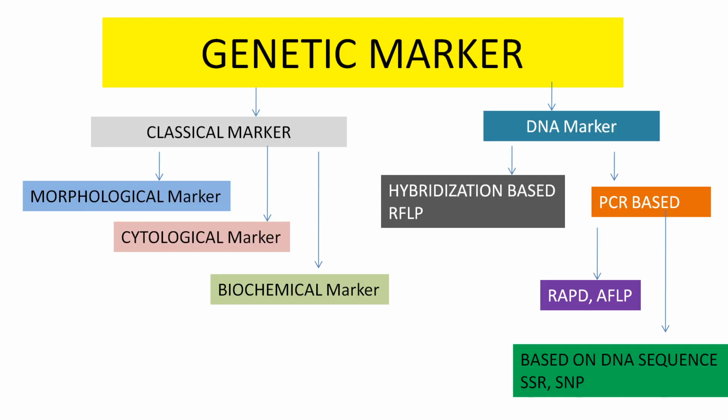Next is the classification of genetic markers. We can have two broad categories of genetic markers: classical markers and DNA markers. Classical markers are those types of markers which were used before DNA markers were discovered in the 1980s. Classical markers can be further classified into morphological markers, cytological markers, and biochemical markers. DNA markers can be further classified into hybridization based markers and PCR based markers.